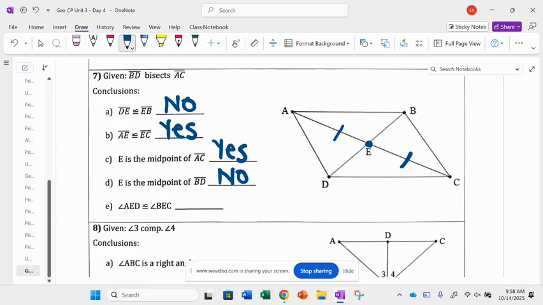Can we say that angle AED, this is angle 1 right here, is congruent to angle BEC, angle 2 right here? Can we say that those two are congruent? We can, because they're what kinds of angles? Vertical angles. Are vertical angles always congruent? Yes, vertical angles are always congruent. So this is a yes. It's not really based off the given information, but it's still a true statement.